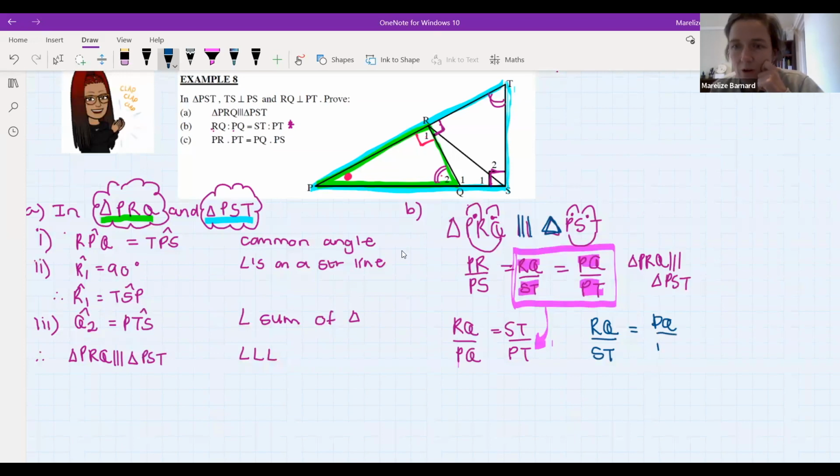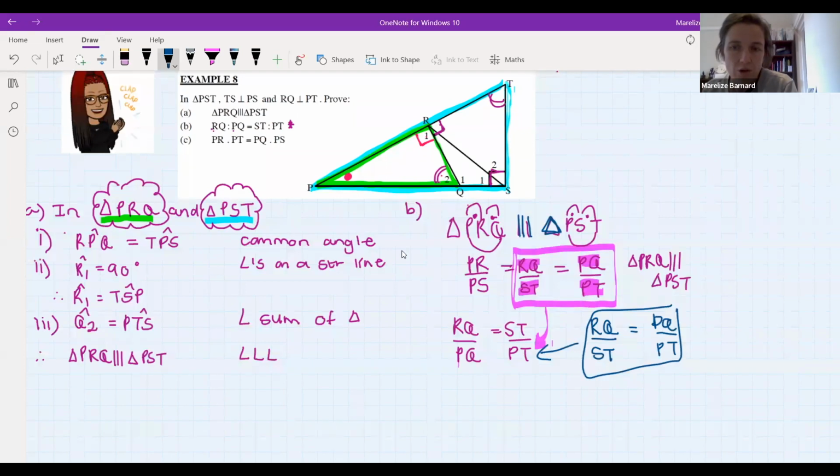And then there's PQ over PT. So how are we going to get this to look like this, which is what we need to prove? What are we going to do? Any ideas? Anyone?